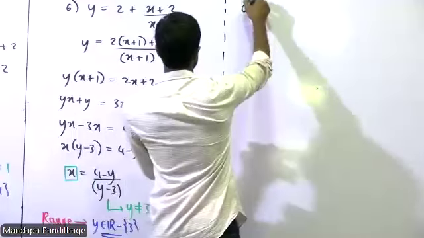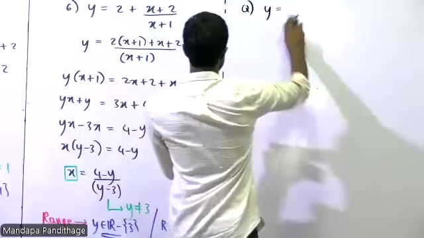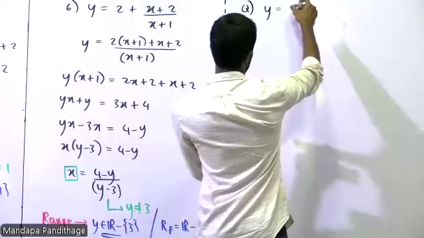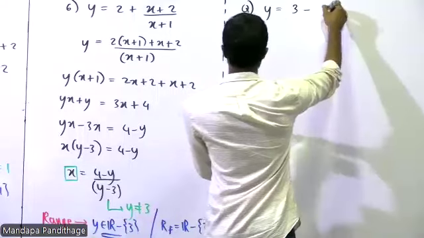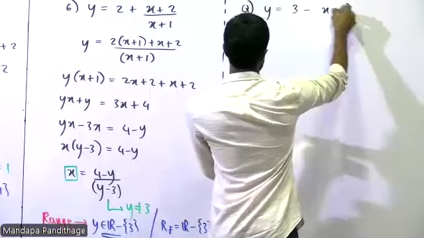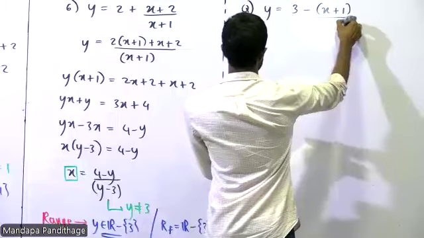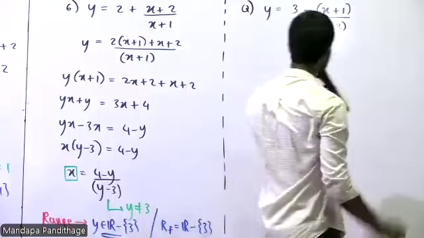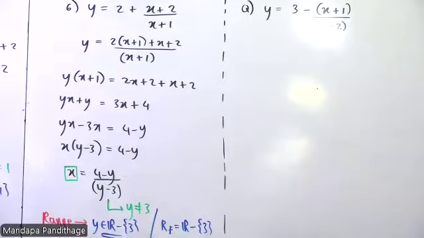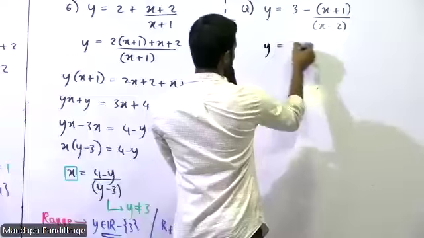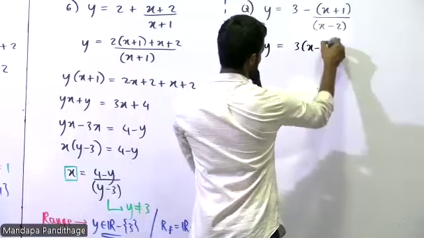So everyone do this: find the range of y equals 3 minus x plus 1 over x minus 2. Okay, so everyone find the range here. Subject x properly first, and then find the range. The same thing, first subject x. So take x minus 2 as a common denominator.